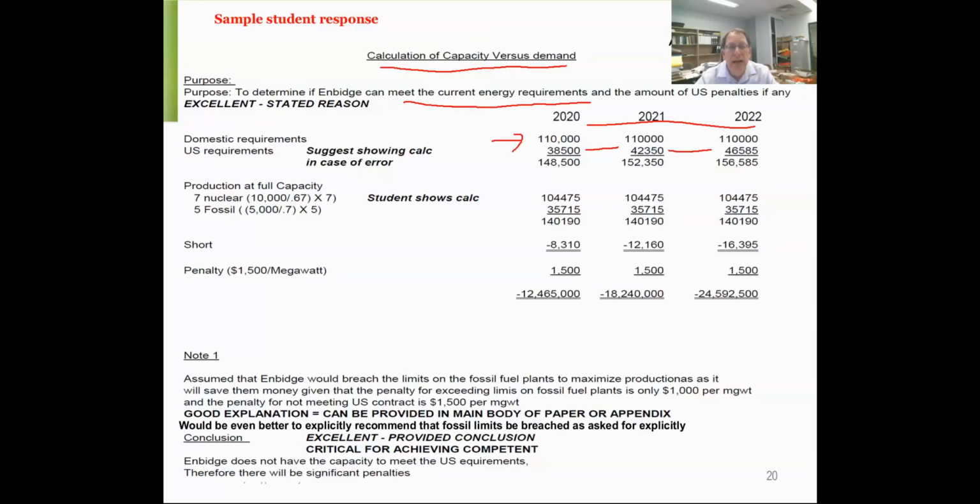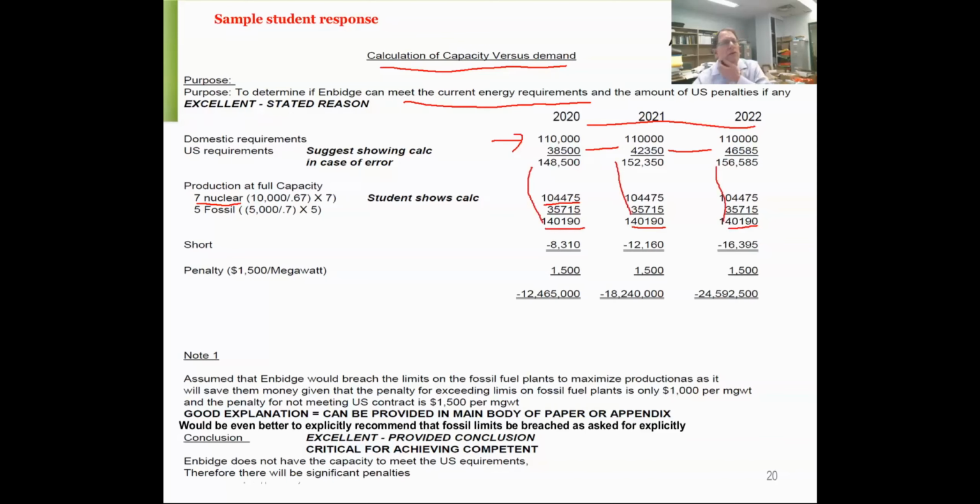So how much are we at full capacity? Well, we have 7 nuclear plants, and we said the capacity, they were 67% full. So 10,000 divided by 0.67 times 7. Our capacity here is 104, so we're a little short on the nuclear power plants. Okay, the fossil plants was 5,000 divided by 0.7 times 5. So my capacity, same thing, doesn't change every year, is 140,000. Am I short? Yeah, I'm short. Every year I'm short. Going up.